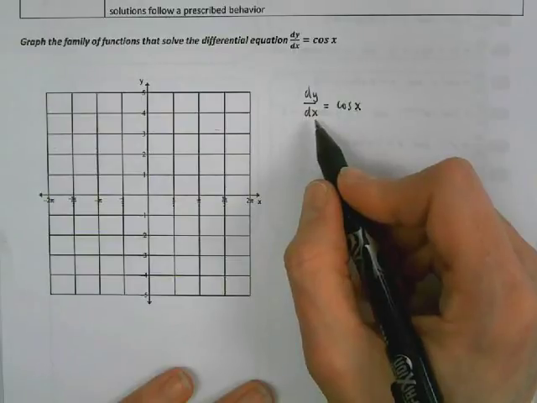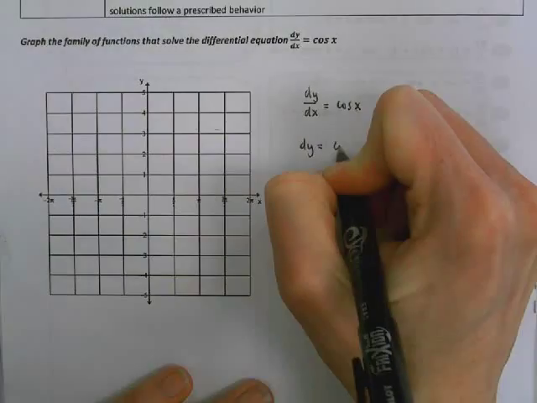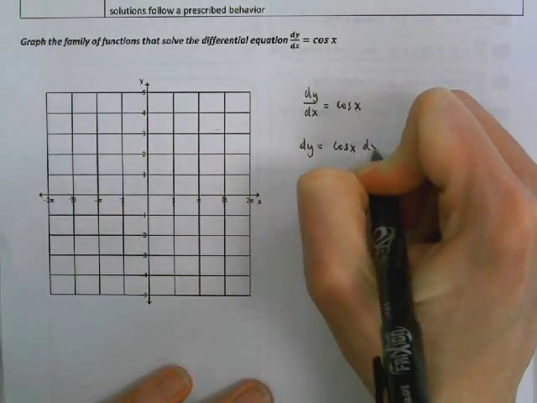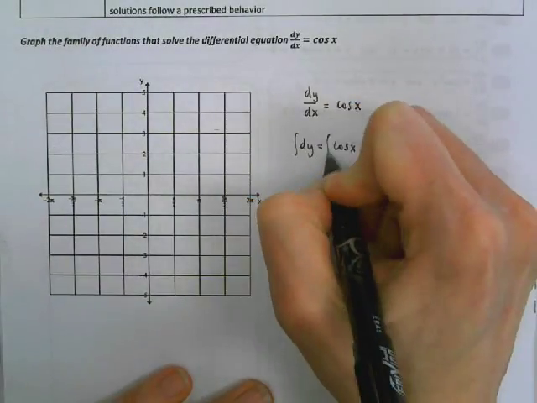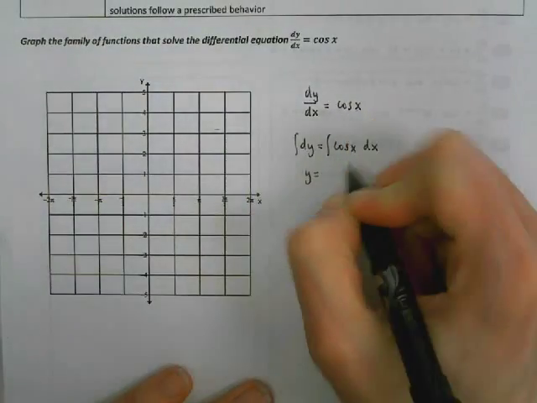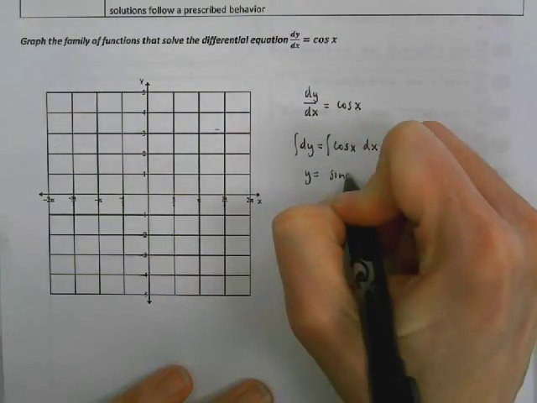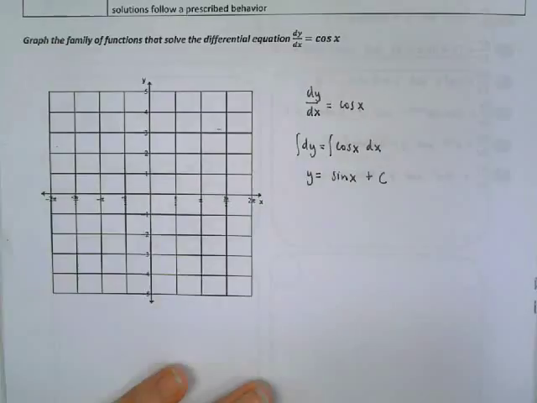We know the first thing we're going to do is multiply by dx. So we're going to have all the y's on one side and all the x's on the other. Then we're going to go ahead and integrate. Well, the integral of dy is just y. My antiderivative of cosine x is sine of x. And then there's our plus c.